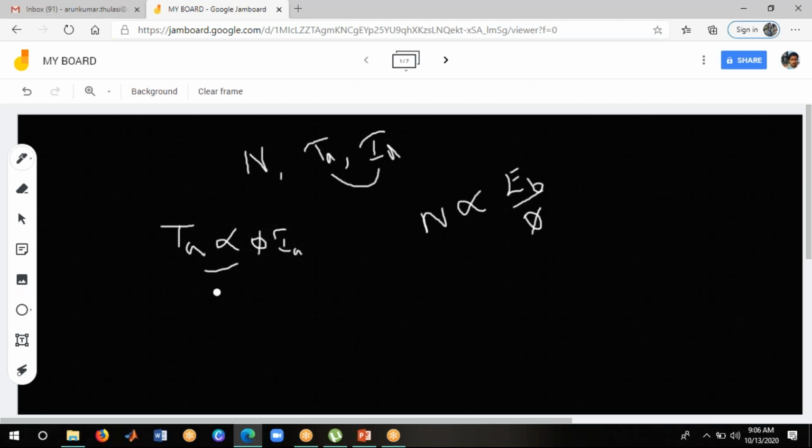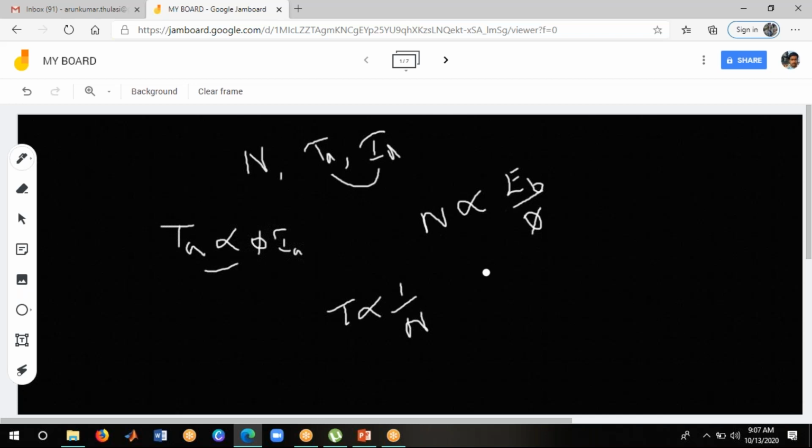Now what is the relation between the torque and speed? Right. So based on these two relations, we can conclude that the torque is inversely proportional to the speed. Right. So based on the torque, we can control the speed. These are the relations we have to remember when finding the performance of a DC motor.